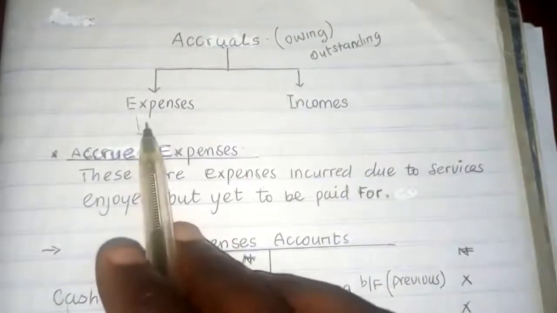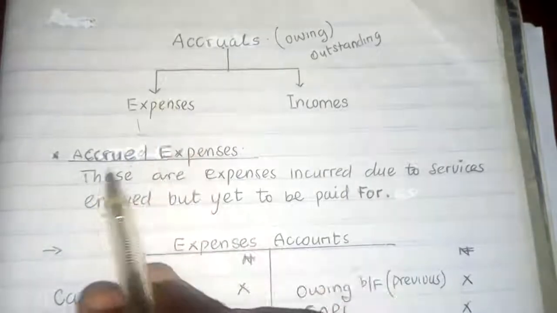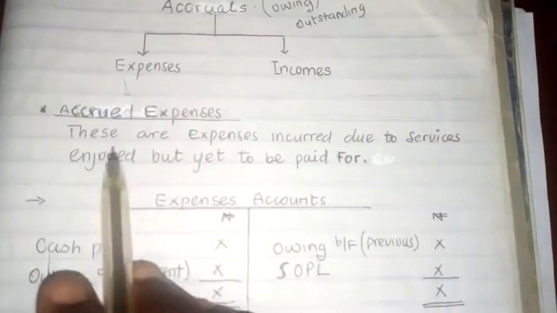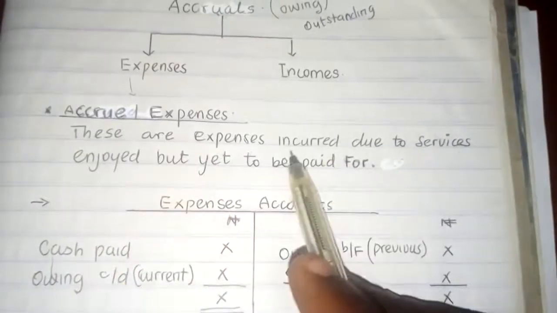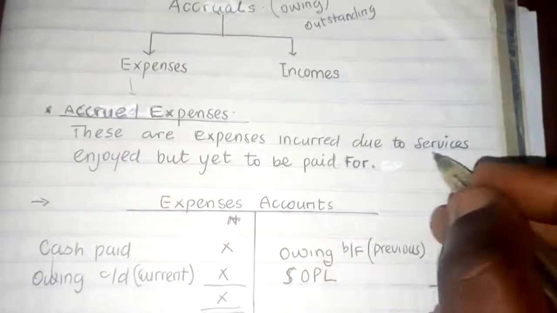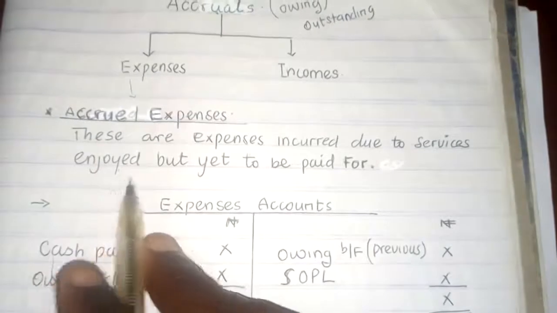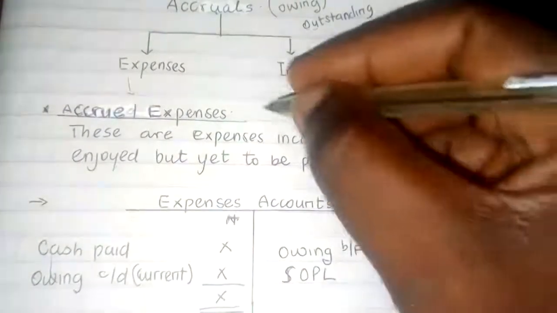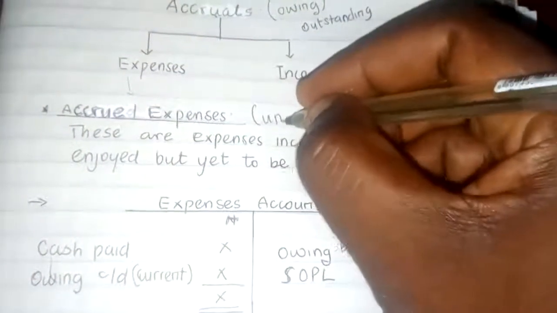So let's look at what are accrued expenses. Now, write it down. Accrued expenses are expenses incurred due to service enjoyed, but yet to be paid for. Hope you understand that. When you enjoy a service, that is unpaid expenses. It also means expenses that are unpaid.